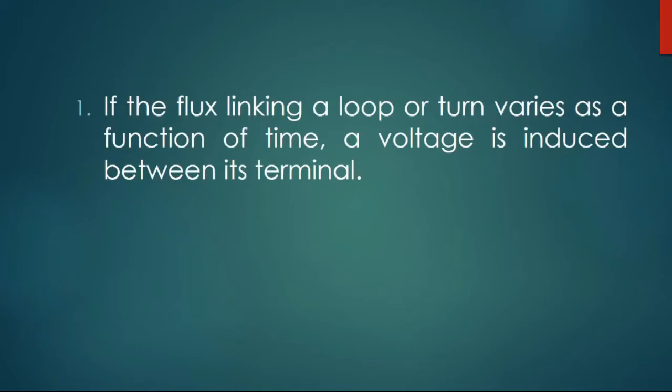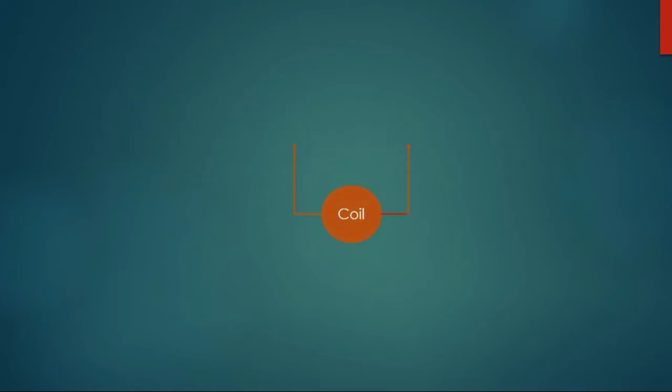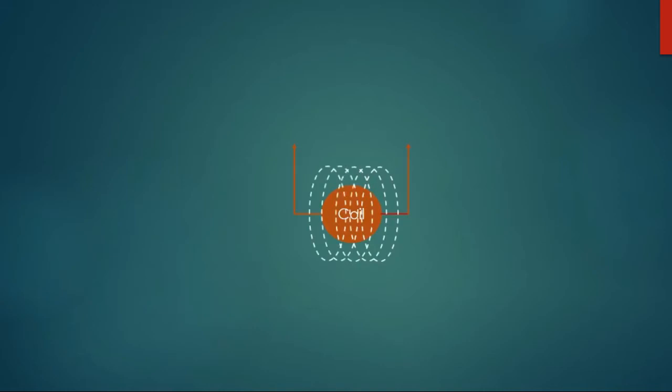This means that, let's say, if you have a coil, a copper coil, which is surrounded with flux, and if you vary the flux which is linking to that coil, a voltage will get induced across the terminal of that coil. Now, it really doesn't matter if you vary the flux or the coil.